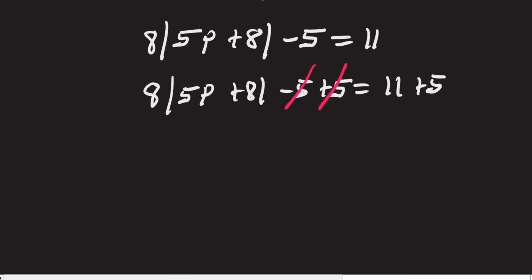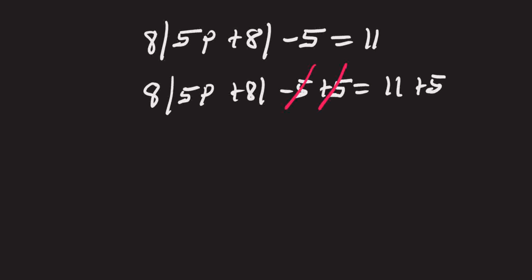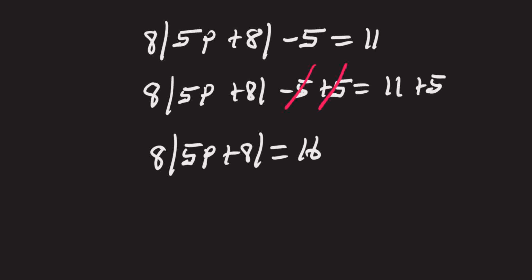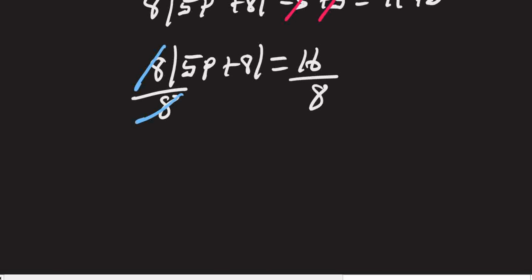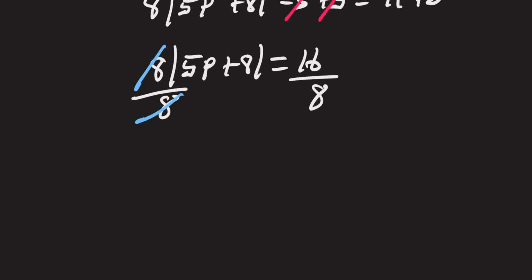And we now have 8 times the absolute value of 5p plus 8 is equal to 11 plus 5, which is 16. So now we can divide both sides by 8. So 8 is going to cancel 8 from here. Then we now have the absolute value of 5p plus 8 is equal to 16 divided by 8, and that gives you 2.